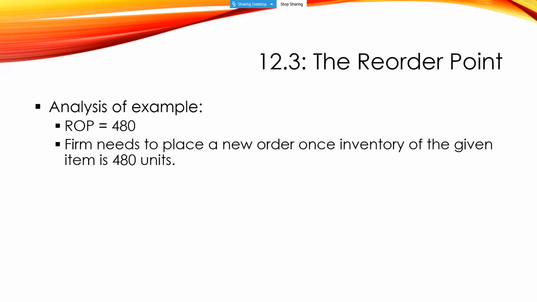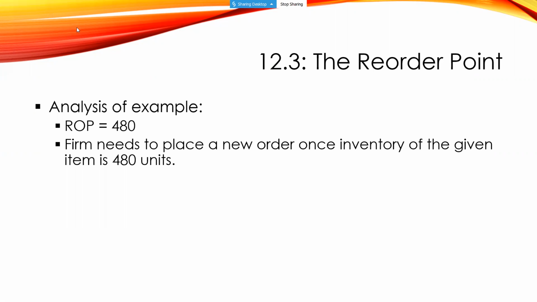So this is just analyzing that example. Once we get down to 480 units of a particular item, 480 boxes of Kleenex, we want to order some more. And different items will have different reorder points.